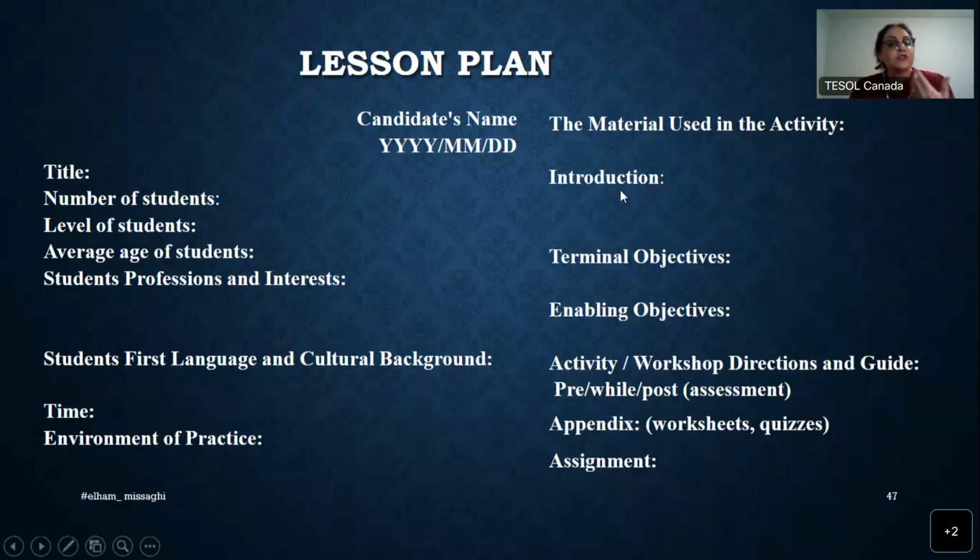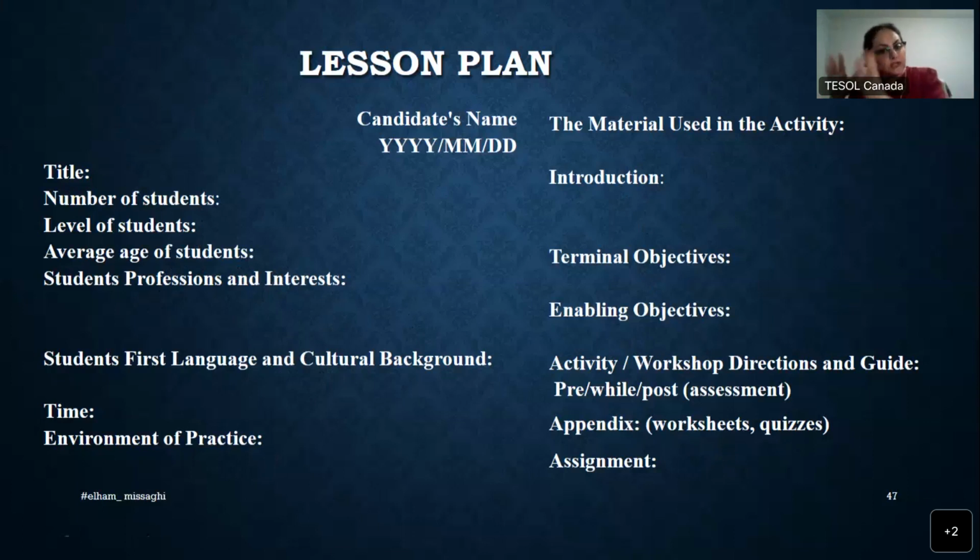Introduction, how do you start your class? That's the leading part. How do you put your students in the context? Then terminal objective, what happens at the end of the session? Students will be able to do what? Enabling objectives. To get to that terminal objective, what do you need to teach? You need to work on, for example, speaking, listening, reading, writing, or you need to work on listening and speaking in one session, reading and writing in another session, maybe.